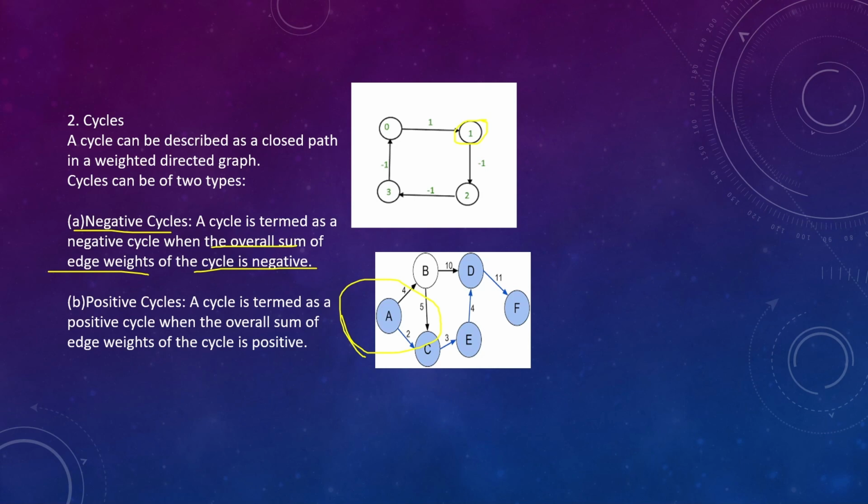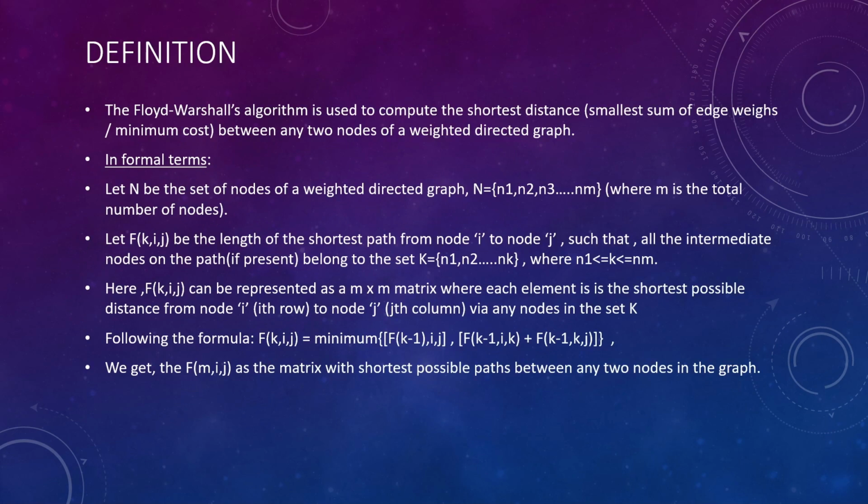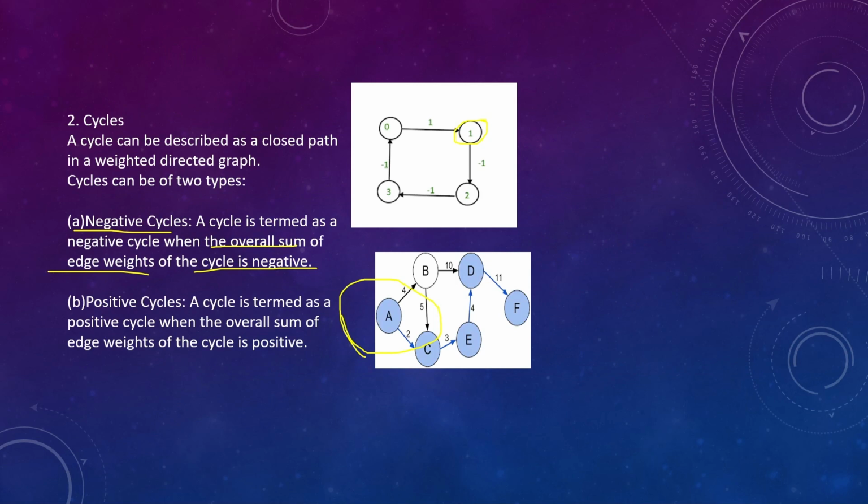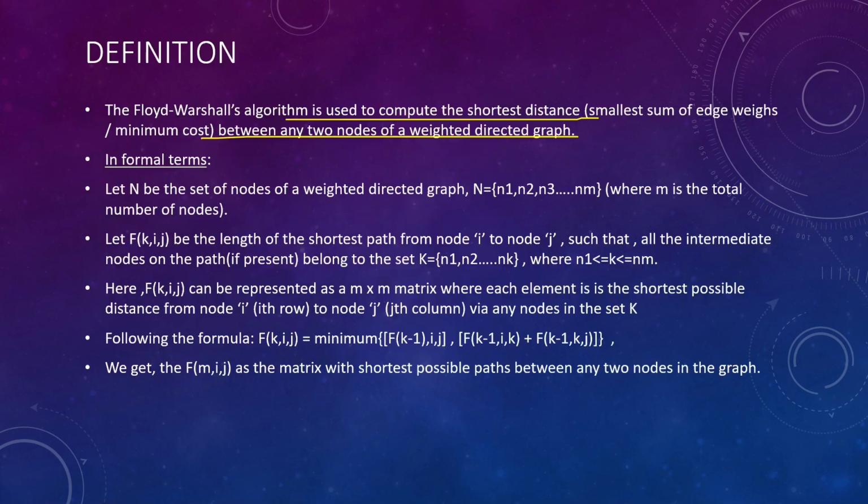Now let's get on to the formal definition of the Floyd Warshall algorithm. Now, what is the Floyd Warshall algorithm used for? It is used to compute the shortest distance between all pairs of nodes in a directed graph. That means if you have a graph like this, then the shortest distance from A to D, or A to E, or let's say B to F, will automatically be calculated through the Floyd Warshall algorithm.